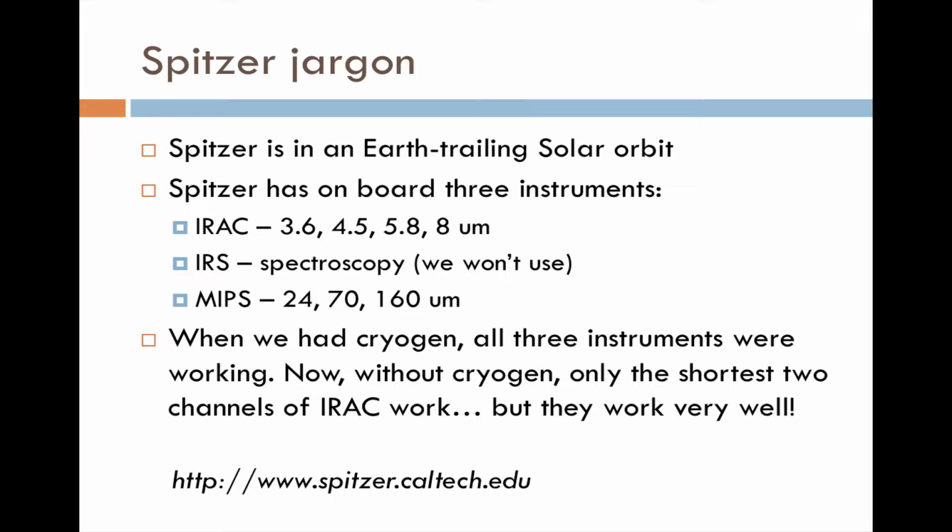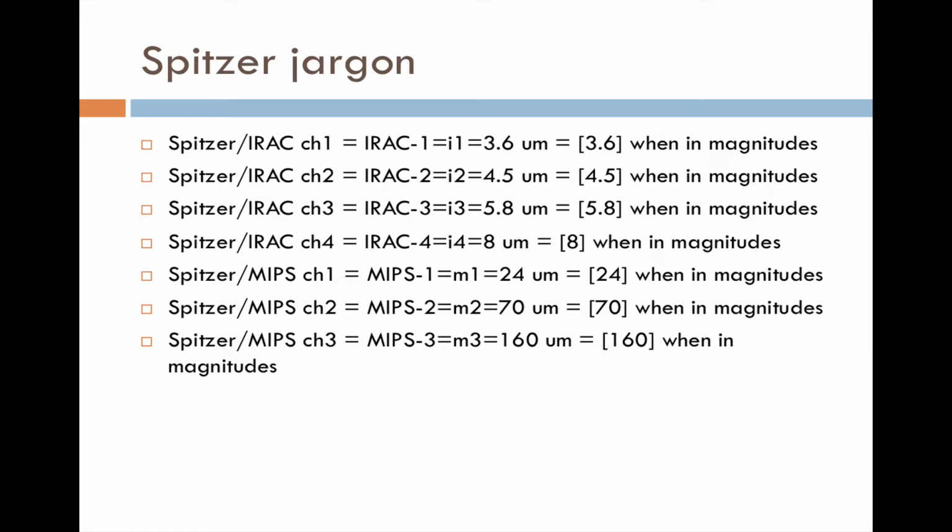When we had cryogen on board, all 3 instruments were working, but now that we no longer have cryogen and can only passively cool, only the shortest 2 channels of IRAC work, so 3.6 and 4.5 microns, but they work really, really well. So there's potentially confusing references to all of these channels. So I will frequently move between them.